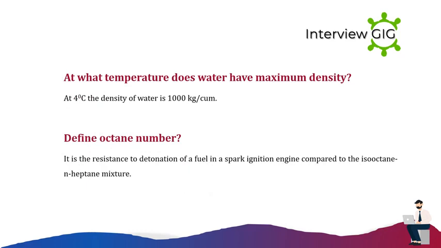At what temperature does water have maximum density? At 4 C the density of water is 1000 kg per cubic meter. Define octane number. It is the resistance to detonation of a fuel in a spark ignition engine compared to the isooctane N-heptane mixture.